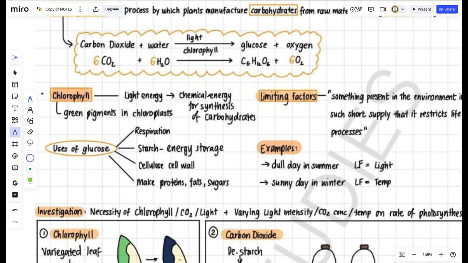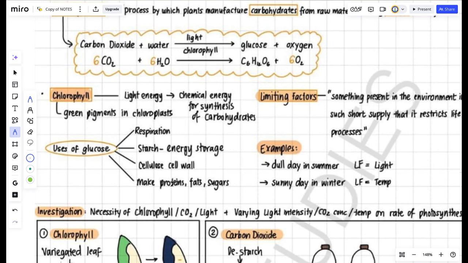When you make food, the food contains what we call chemical energy. So what is playing out here is that the light energy is converted to chemical energy because it's being used to manufacture food. Now glucose is used for respiration in humans. Glucose is used to make starch, and energy is released from starch. It's also used in the cellular cell wall, and to make protein, fat, and sugar.